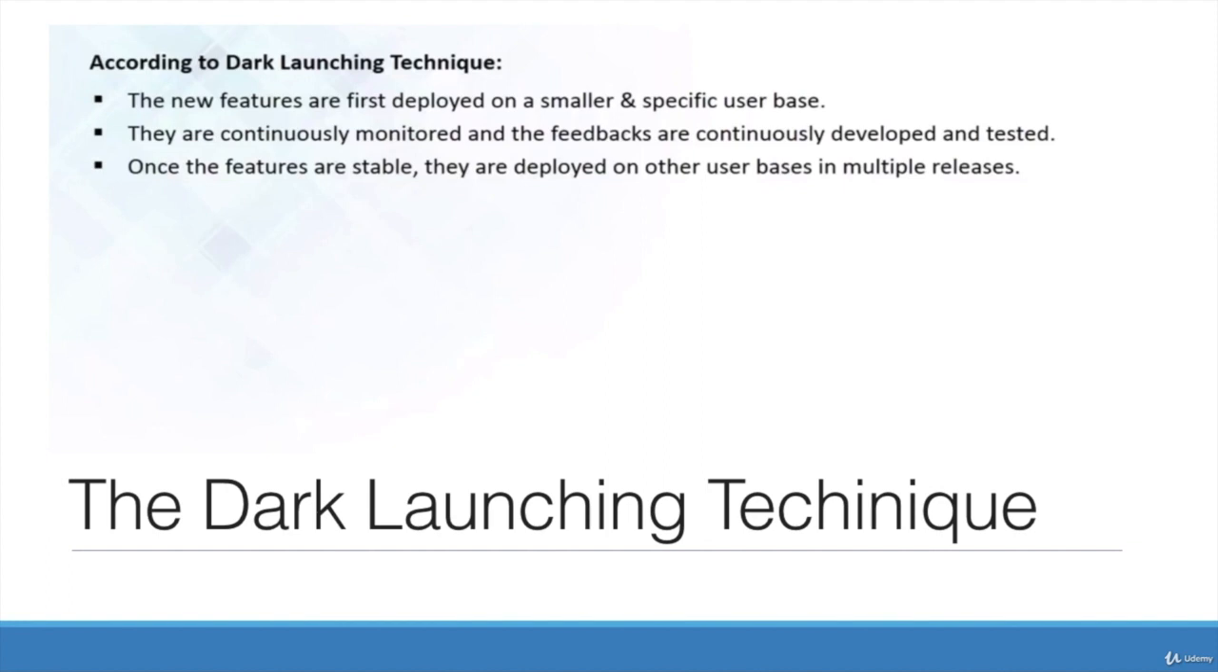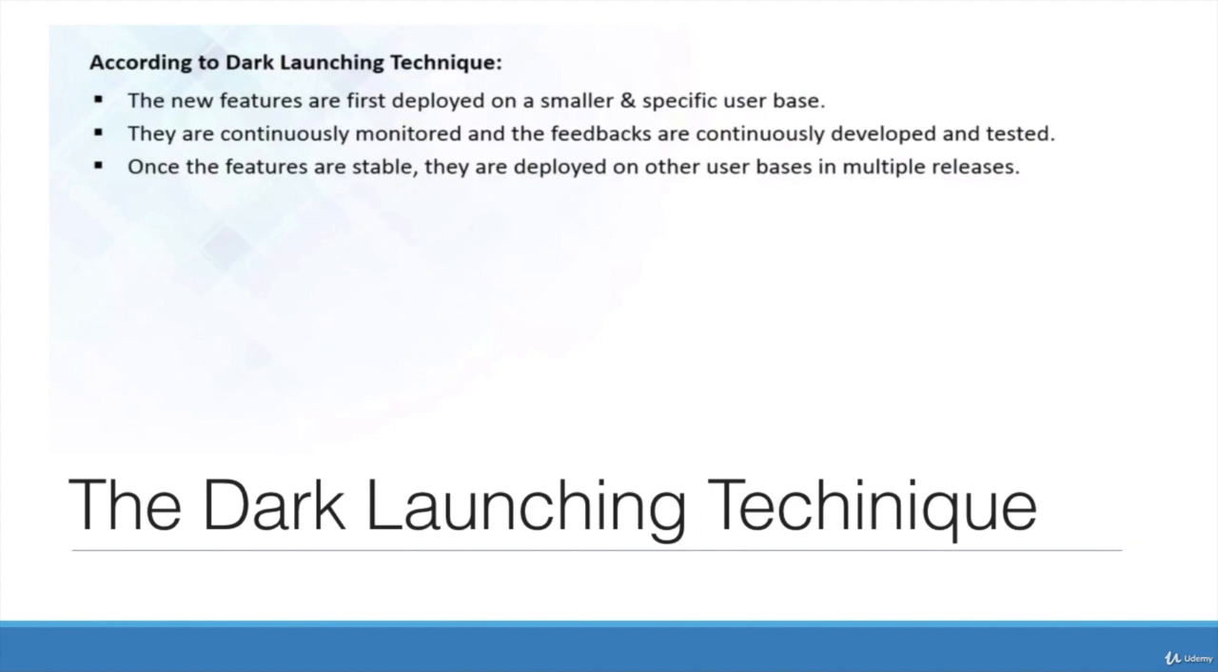Then they continuously monitor the feedback and continuously develop and test it. So basically, here we are getting three new terms. First is continuous monitoring, second is continuous development, and third is continuous testing. These three terms basically come from DevOps. So when we are deploying a new feature to a specific group, we are monitoring the feedback of that particular feature. We are continuously fixing the bugs which we get in that feature, testing it, and deploying it again, right? So there's a cycle. We will discuss this particular cycle with a very good diagram in the coming slide, right?